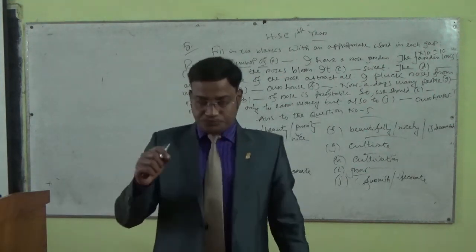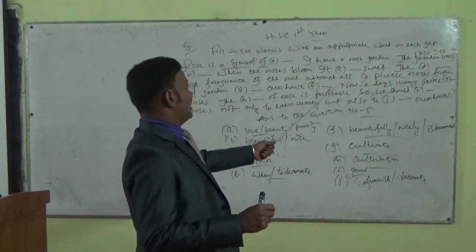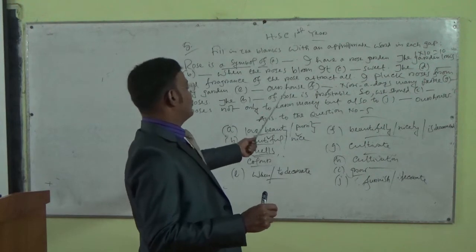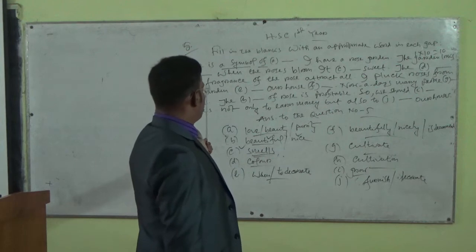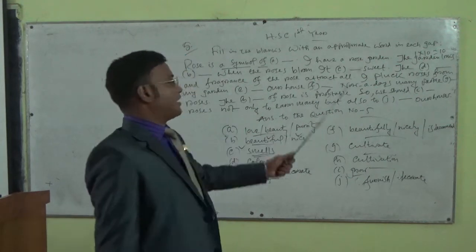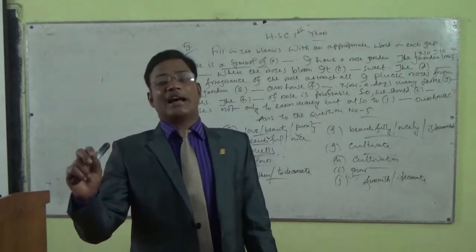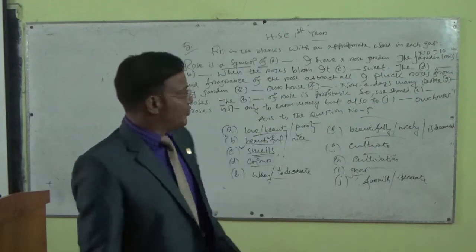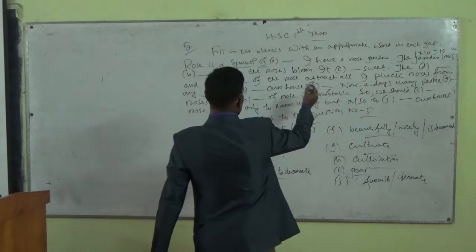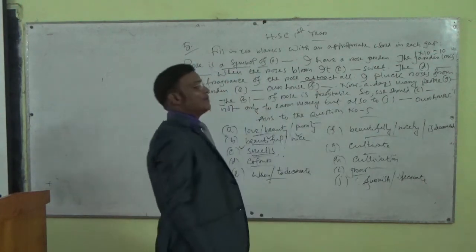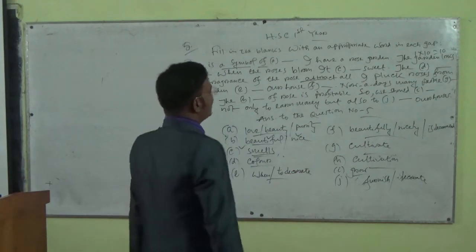The dash and fragrance. Yes, the color and fragrance of the rose attract all. That is to say, the rose possesses both color and smell. So the color and fragrance, because here the subject is plural, the verb has been used as plural too. Okay, my dear students.